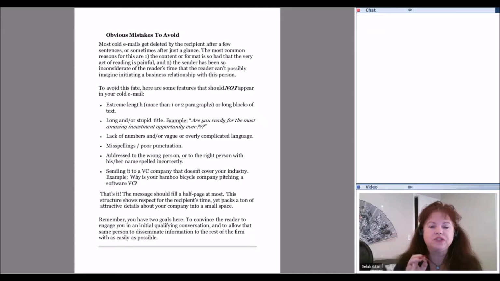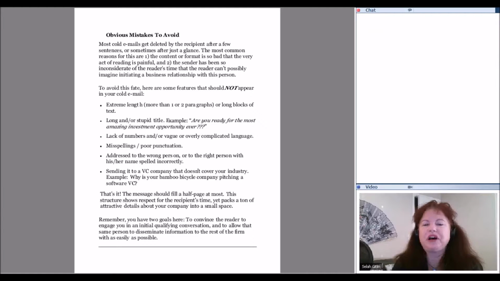Now, why would they do this? The most common reasons for this are the content or the format is so bad that the very act of reading is painful. All right, you don't want to put your reader in pain, especially if you're trying to get them to give you some money. Or the sender has been so inconsiderate of the reader's time that the reader can't possibly imagine initiating a business relationship with this person. Now, what would examples of that be?